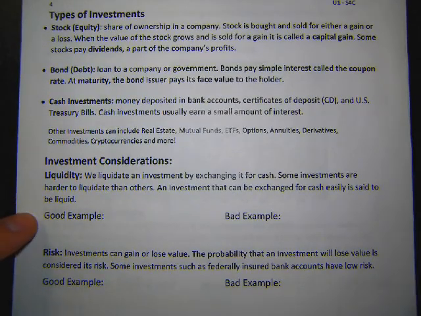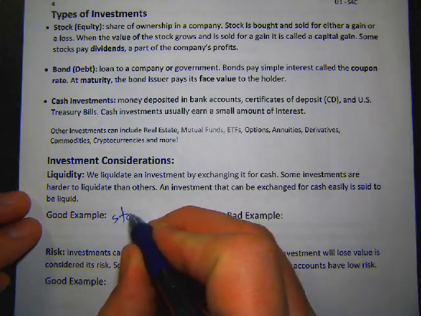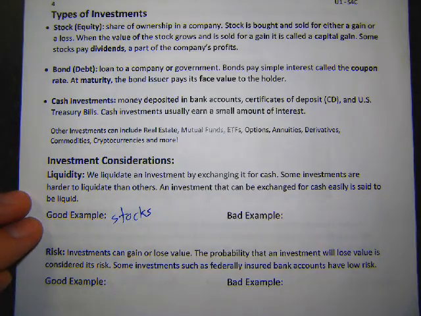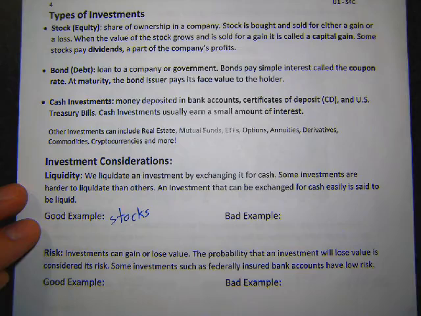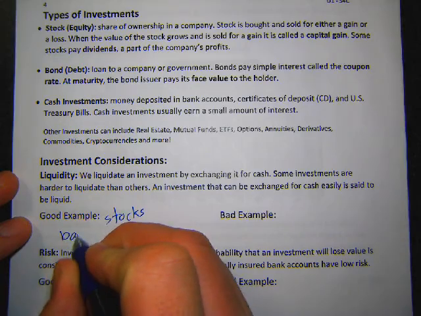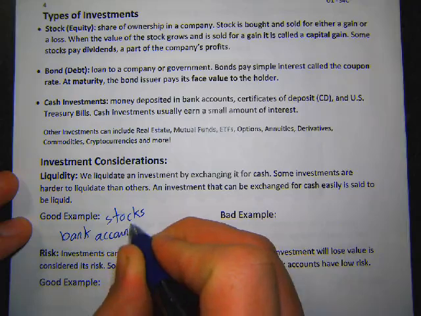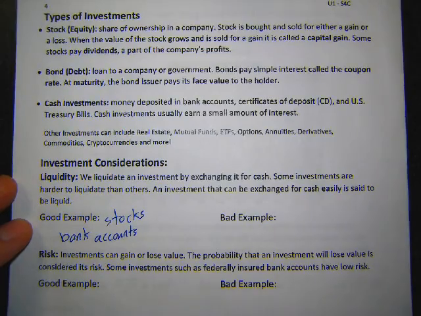A good example would be stocks. Stocks are usually easy to unload. You might have to sell them at a little bit of a loss if you want to sell them fast, but they sell pretty quickly because there's thousands and thousands of people that want to buy stocks. So usually you can find someone to buy your stock. Bank accounts would be really liquid because it's just cash in the bank. So you can spend that easily. You can get your cash out of it really easily.